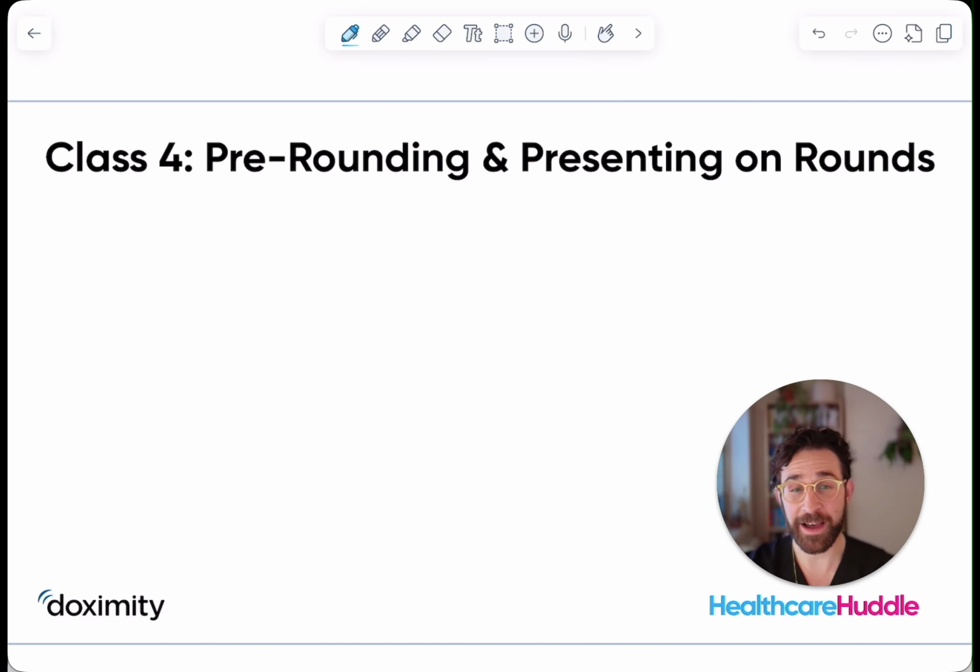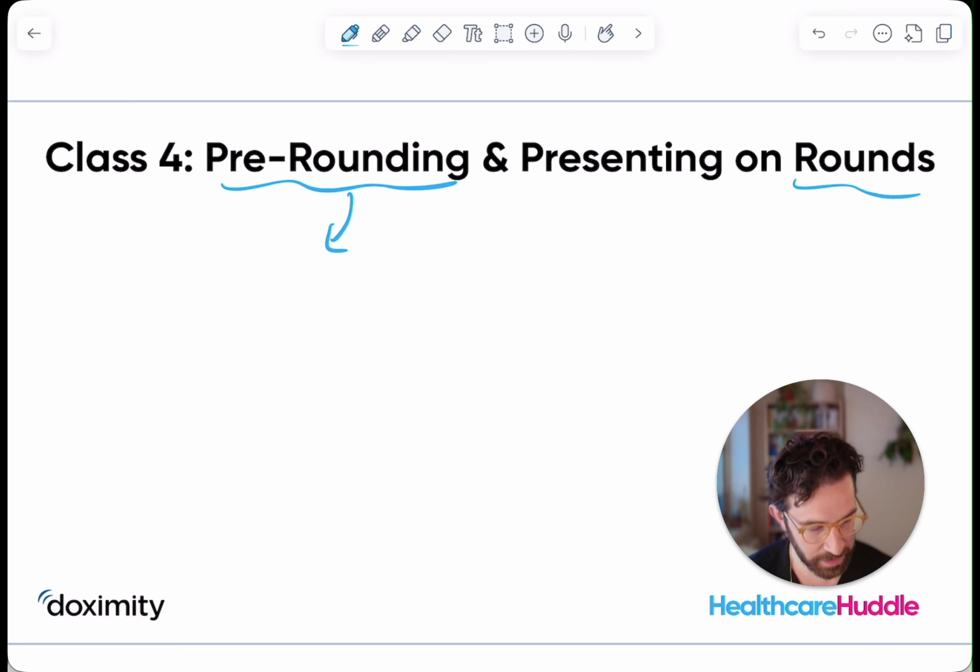So this class could be the most important class in the course because it's a key bottleneck, right? And a bottleneck is, right, the toll booth on the highway, where things can get backed up pretty quickly. And I'll start with some housekeeping and some definitions. So pre-rounding and rounding. Pre-rounding is this process before rounds. So say rounds start at 8 a.m. sharp.